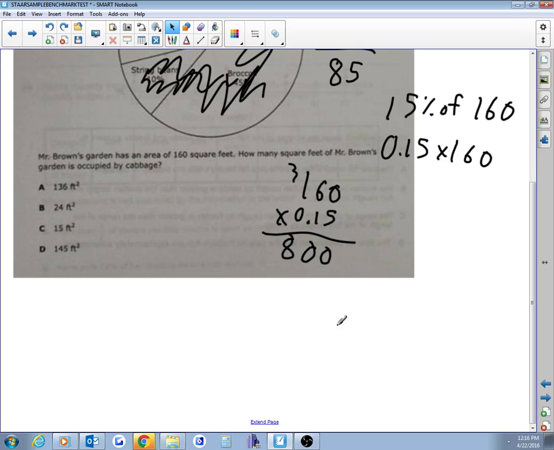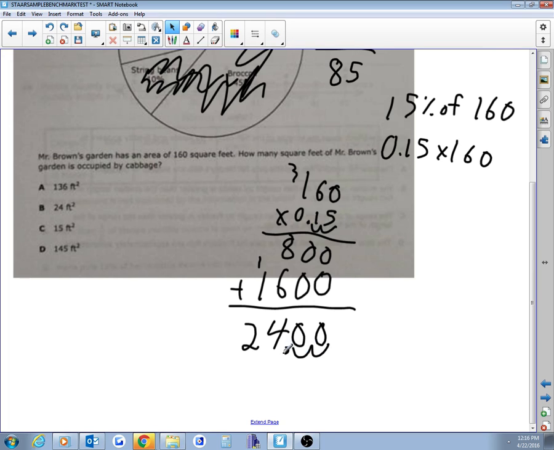We're going to mark our spot with a 0 or an X. 1 times 0 is 0. 1 times 6 is 6. 1 times 1 is 1. We're going to add them up. 0 plus 0 is 0. 0 plus 0 is 0. 8 plus 6 is 14. Carry the 1. 1 plus 1 is 2. Bring back our decimal 2 times: 1, 2. So it's going to be 24 square feet. 15% of 160 is 24 square feet.